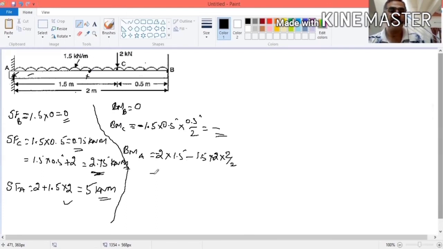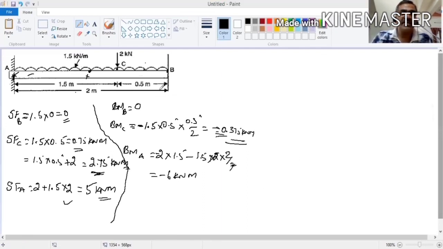So this will be the bending moment. How much is it coming? If you cancel this, 1.5 into 2 is 3. Here also 2 into 1.5, 3. So totally minus 6 kilonewton meter. I think this will be 0.375 kilonewton meter. So now let us see the shear force and bending moment diagram.